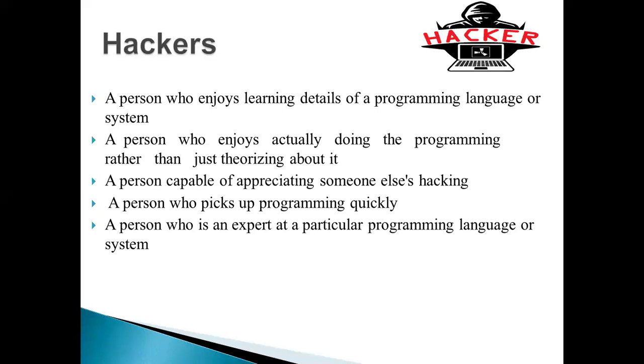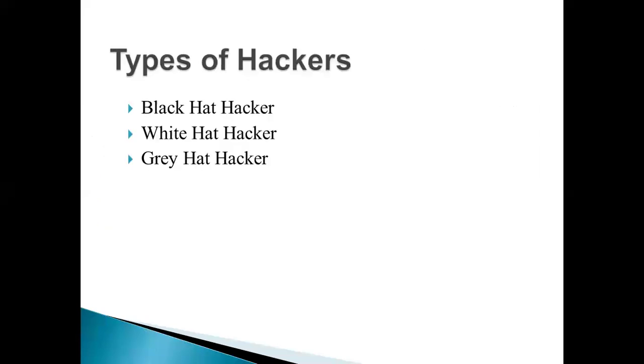So the hackers are going to be checking what other people's information is for what purpose. Then there are three types of hackers. One is the black hackers, the next one is the white, and the third one is the gray hackers.